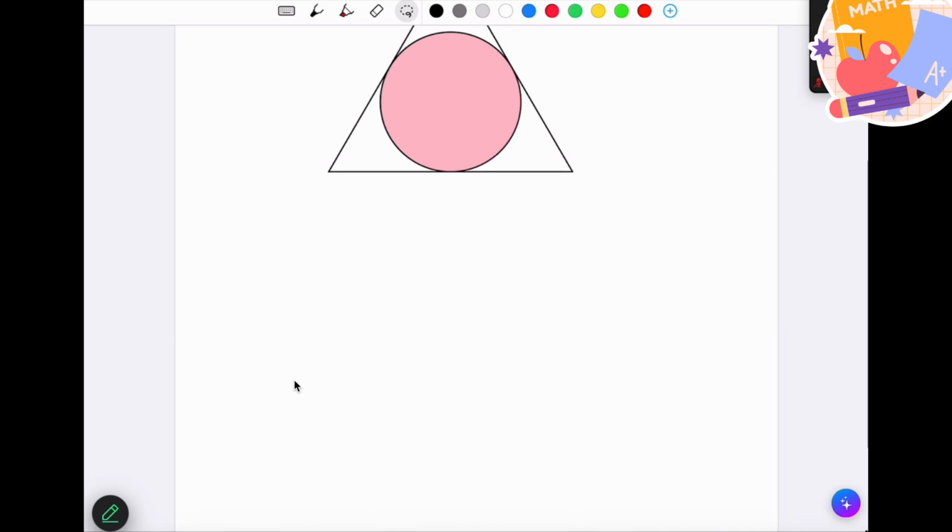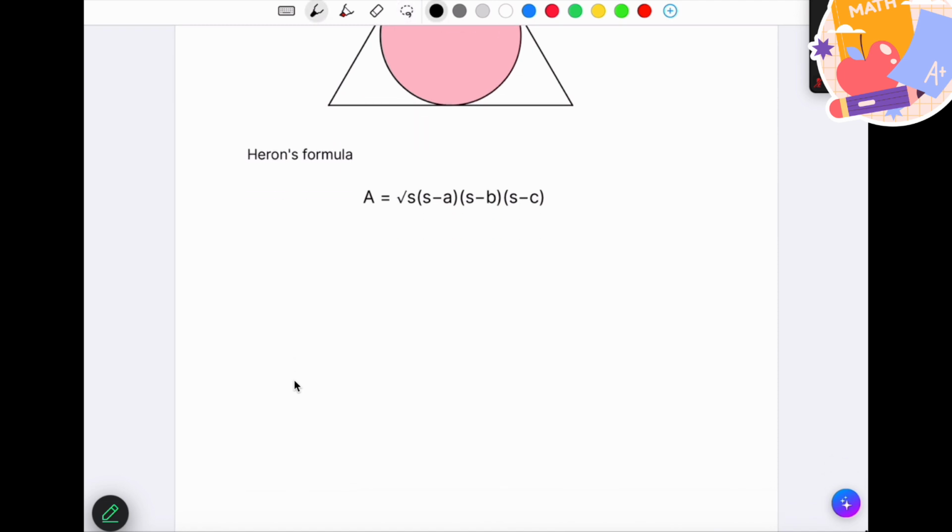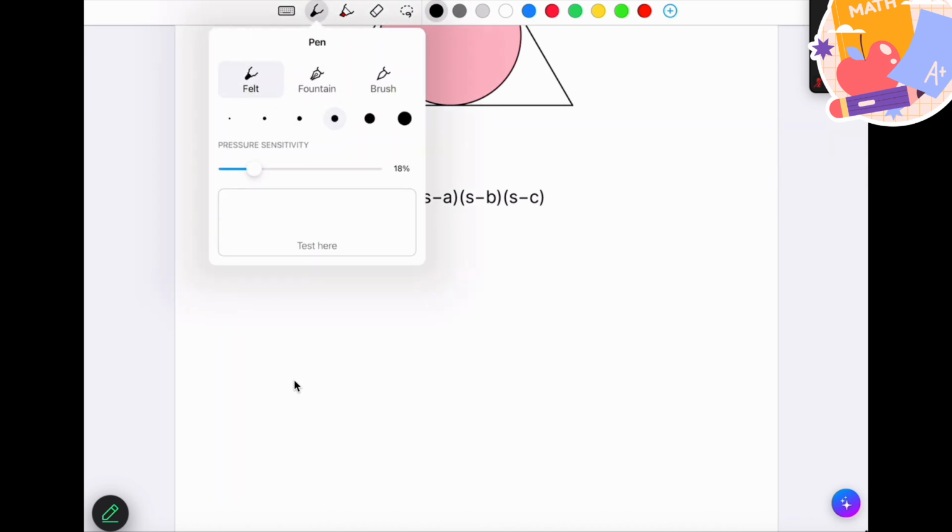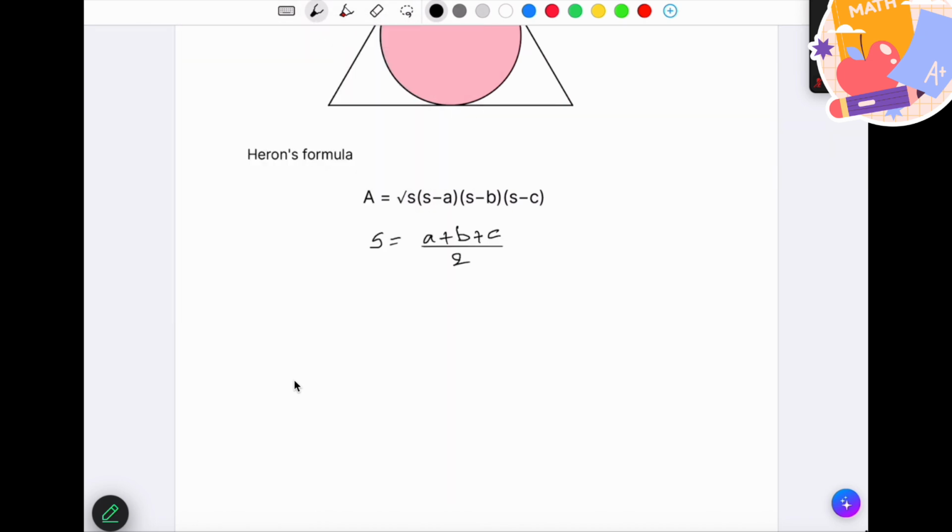The first one is Heron's formula. Heron's formula tells about the area of a triangle. It is the square root of s into s minus a into s minus b into s minus c. Here a, b, c are the sides of the triangle and s is the semi-perimeter of the triangle. The perimeter of the triangle is a plus b plus c. As s is the semi-perimeter, I am dividing it by 2.